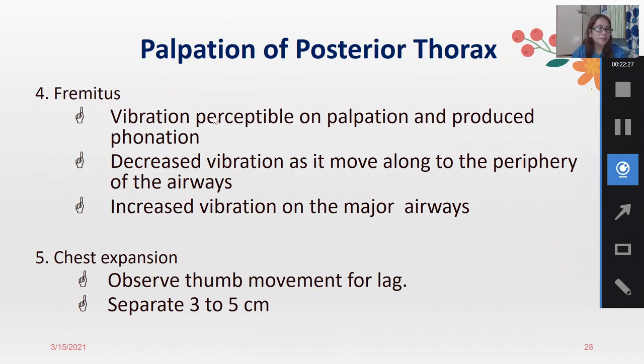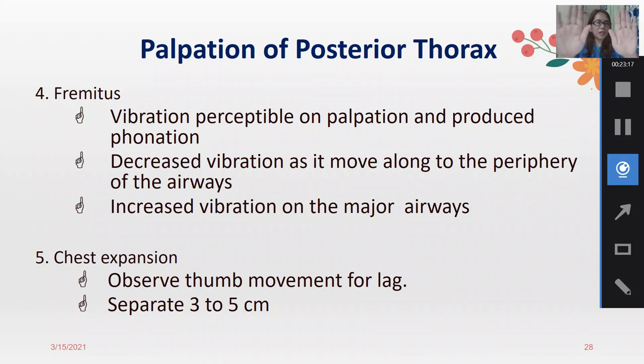Okay, and then the fremitus. How will you check for the fremitus? So, vibration, perceptible on palpation, and produced pronation. So, decreased vibration as it moves along to the periphery of the airways. There is increased vibration on the major airways. Paano ba yun? Itong fremitus, maririnig mo siya through a percussion. Okay, so mag-percuss na tayo. You can also see this of how to check or assess for the fremitus in my demonstration later. So, sorry, it's not percussion, it's palpation. So, you have to palpate kung naka-posterior sa dibdib. So, makita mo rin yun.